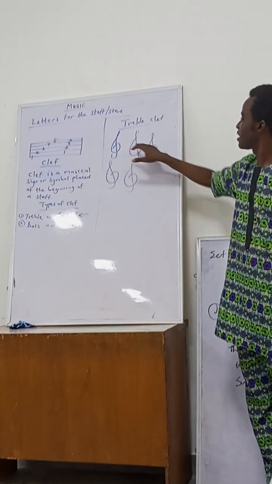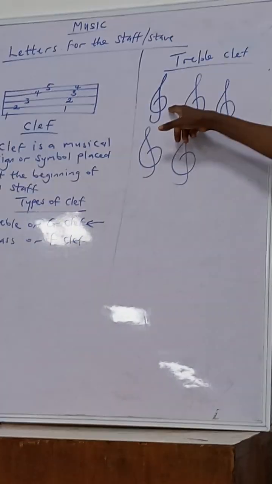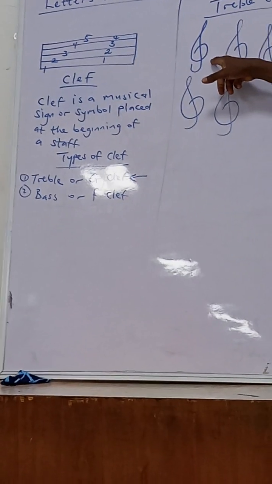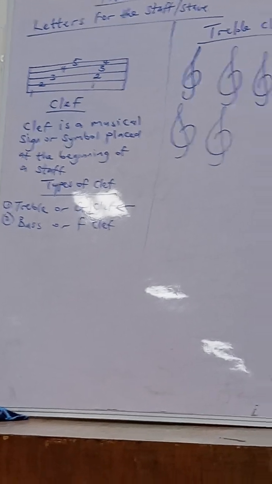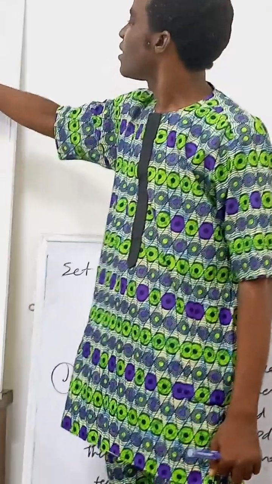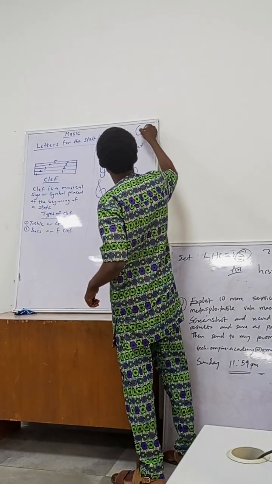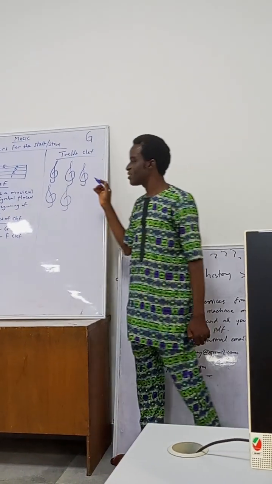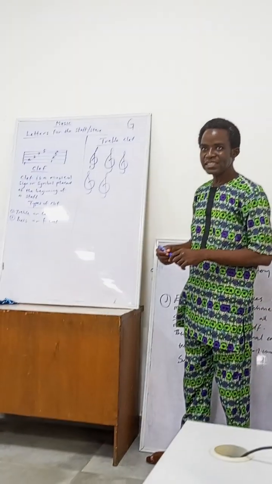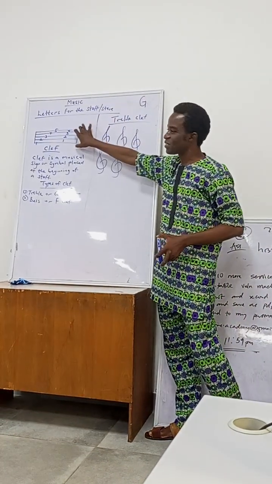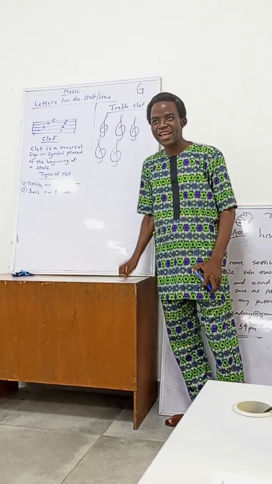This is treble clef. It is also called G clef. Does it look like G? It does, because it looks like the shape of G, and that is why we call it G clef. When you want to write G, you write it this way, so the shape looks like G. Now the question is, how are we going to place this on the staff? We will consider that in our next class. Thank you.